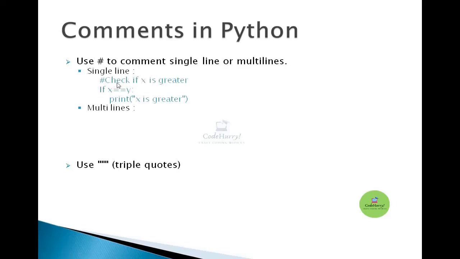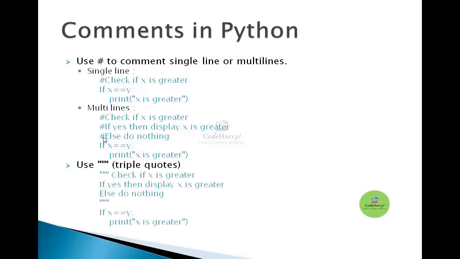For example, whatever line you are going to write as a comment, before that line you just need to put hash. And for multiple lines also, before each of those lines you need to provide hash. You can also comment multiple lines using triple quotes like this. Triple quotes indicate a string literal, and because that string literal is not assigned to any variable, Python will just skip that string literal, and in that way it will be considered as a comment.